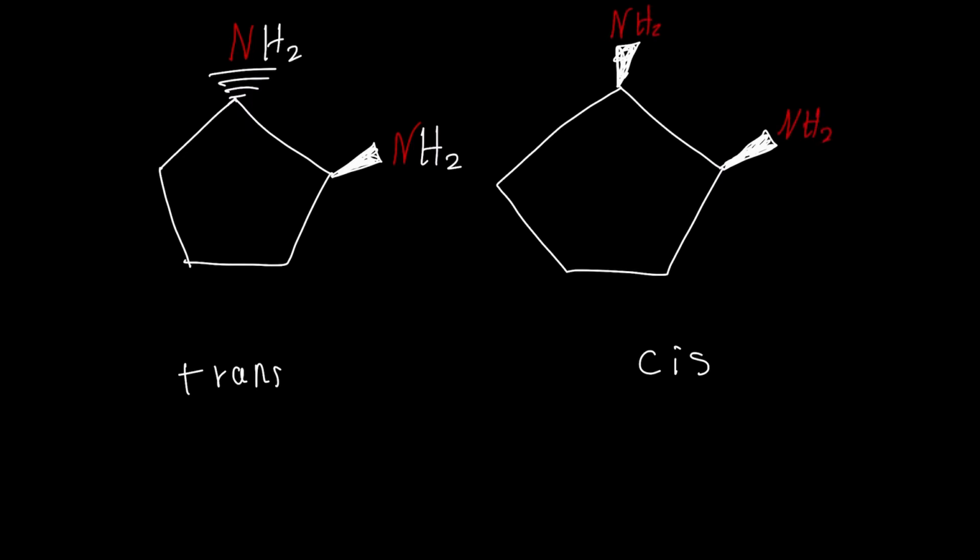So notice the difference here, that the trans isomer, one is going to be into the page, one's going to be out of the page. On the cis isomer, they're both coming out of the page. Now the cis isomer could also have it so that both of them are going into the page. They just have to be looking the same.